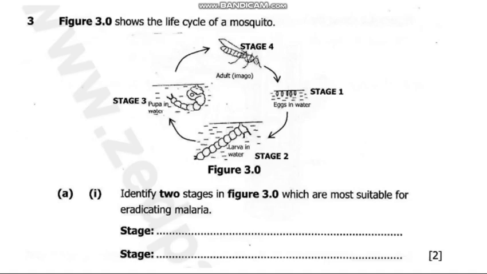So the 2 stages that are most suitable for eradicating malaria, we have said, are stage 2 and stage 3. Even stage 1 is suitable, but it's not the most suitable one, because on stage 1 we are just seeing the laying of eggs in water, and once eggs are laid in water, the only way malaria can be eradicated here is by clearing the areas that have got stagnant water. But for stage 2 and 3, there are main reasons that you can give. So we have answered our question A1.